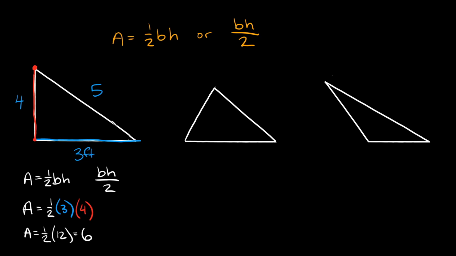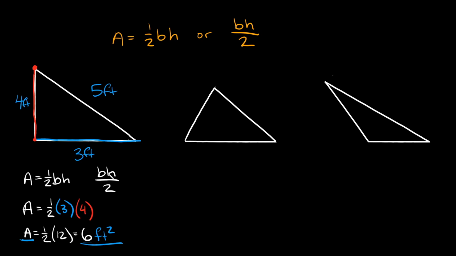I forgot to put some units on here. Let's just say these are all feet. So your answer right here would be the area is equal to 6, and then your units would be feet squared. Whenever we're talking about area, you always square your units. So your answer would be 6 feet squared.